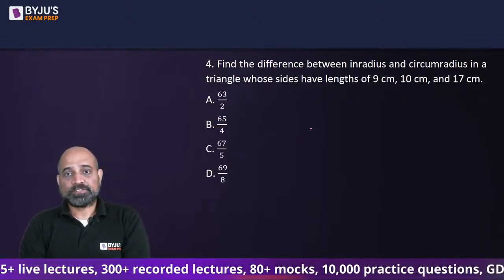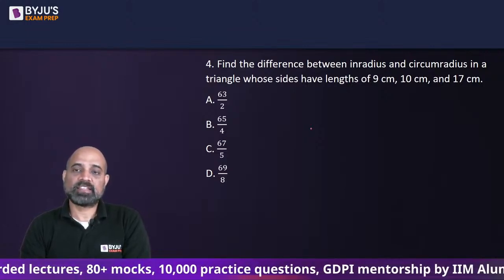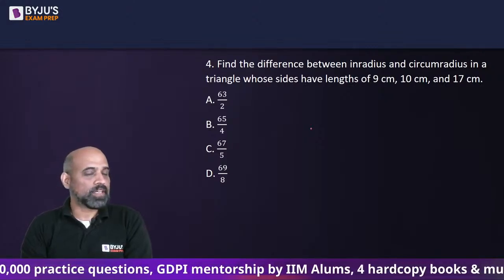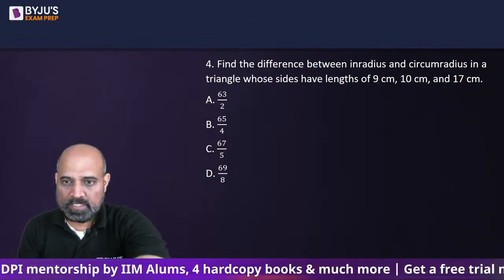Next, find the difference between the inradius and circumradius in a triangle whose sides have lengths 9, 10 and 17. Okay. So let's see if you guys have answered.